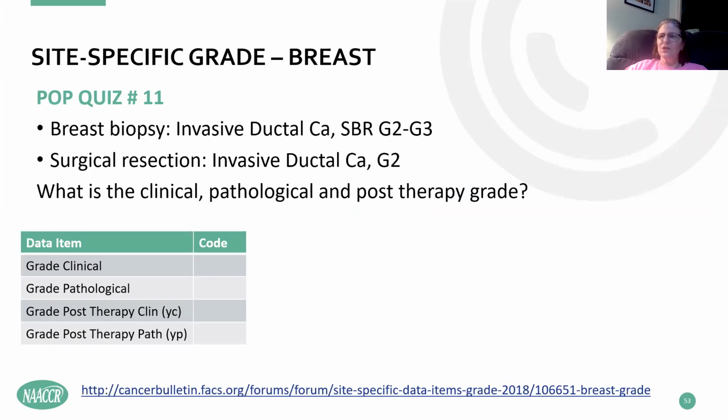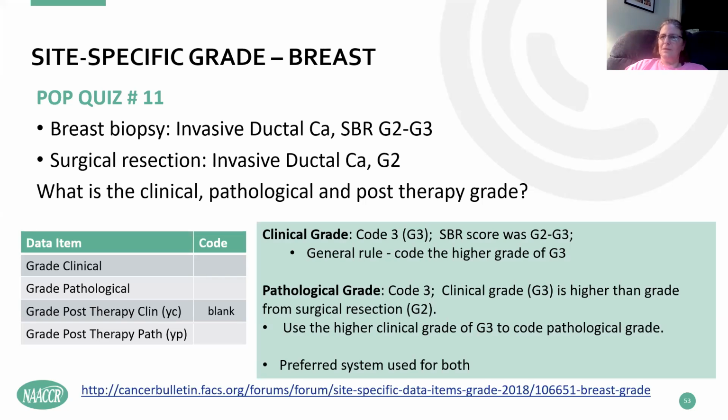So here we have a pop quiz on breast. So we have an invasive ductal carcinoma, clinical time frame, Nottingham grade 2 to 3, and the surgical resection is a grade 2. So what is the clinical path and post-therapy grade? So grade clinical, oh, she didn't fill it in. So your grade clinical would be a 3, because when you have a G2 to a G3, you always take the higher grade. Your grade pathological would also be a 3, because your grade clinical is higher than your path.